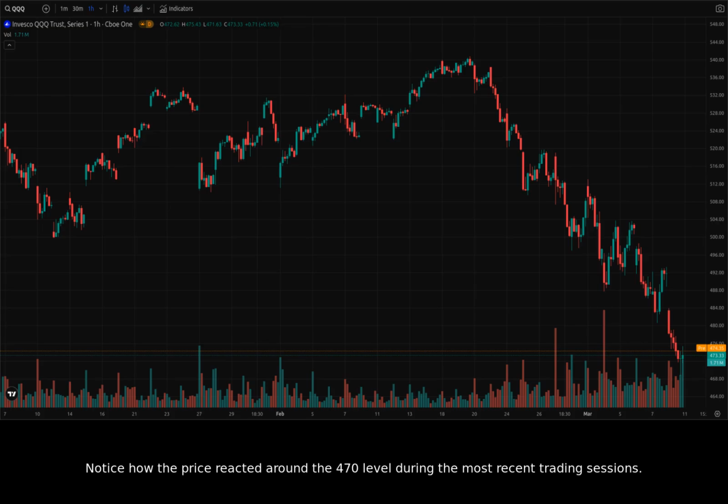Notice how the price reacted around the 470 level during the most recent trading sessions. This area could act as initial support. If we look at previous candles around the beginning of March, we can see a further resistance point around 500. Now, let's zoom in using the 15-minute chart for a more granular view. This time frame is useful for identifying short-term trading opportunities and potential reversal patterns.